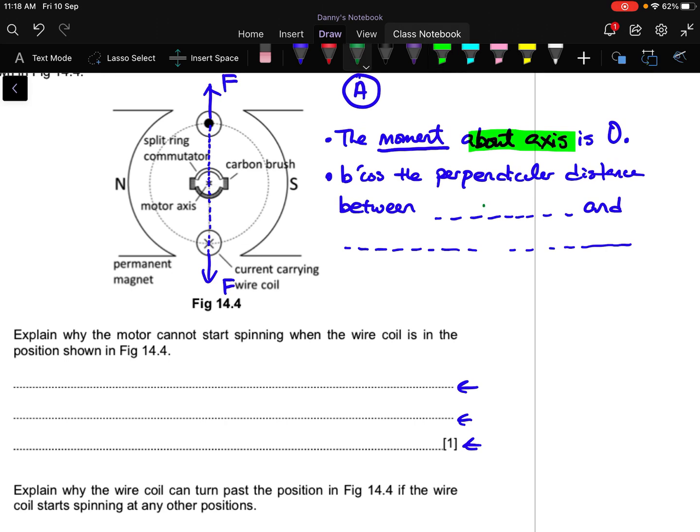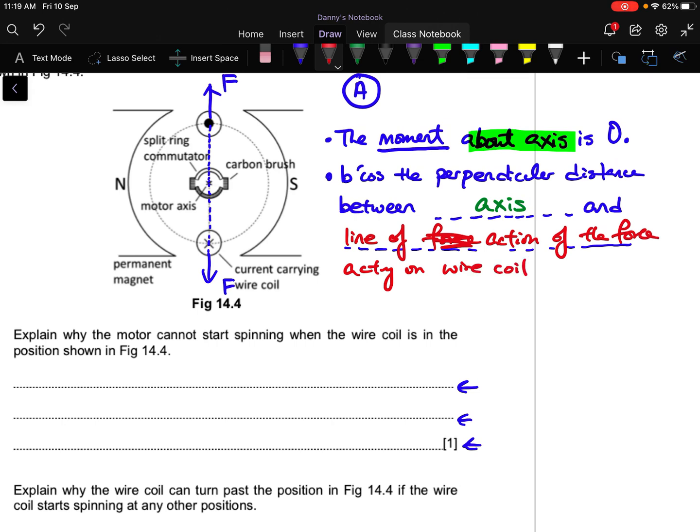Okay, so since I am taking the moment about the axis, then this perpendicular distance will be between the axis, and this one is the keyword that many of you forgotten. It's not the force, it is the line of action of the force acting on the wire coil.